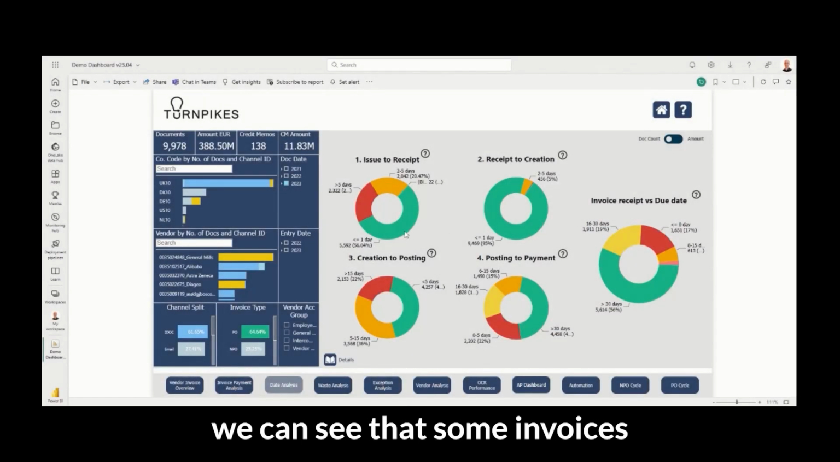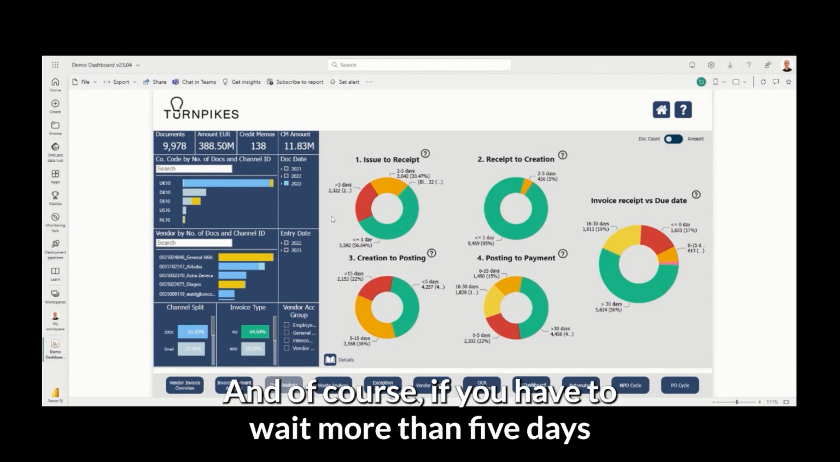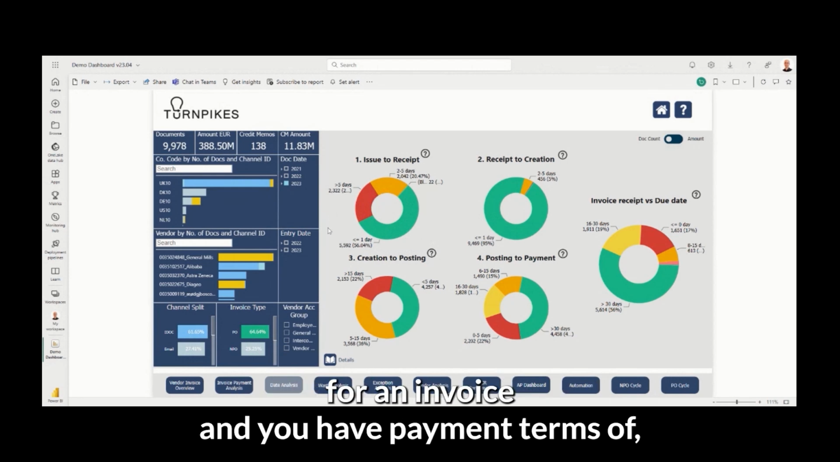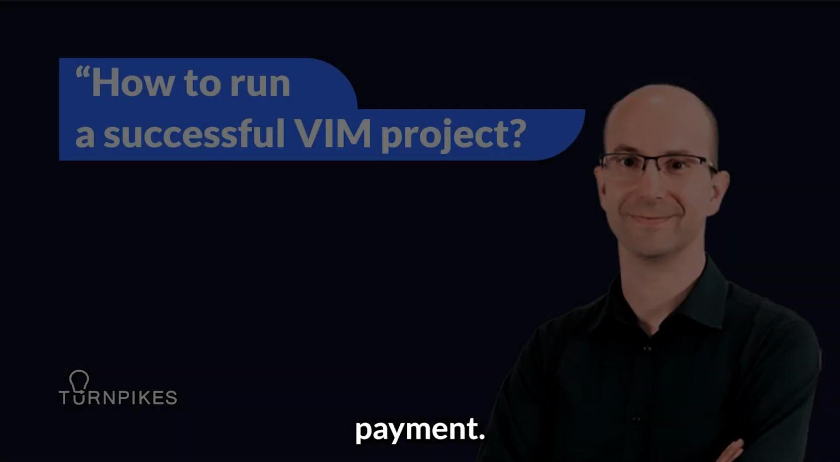Yeah. We can see that some invoices were received within a day, and for some of them we had to wait more than 5 days. And of course, if you have to wait more than 5 days for an invoice and you have payment terms of, let's say, 10 days, then you are seriously at risk of delaying this payment.